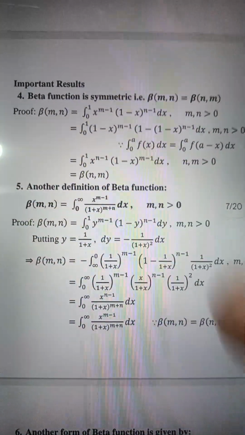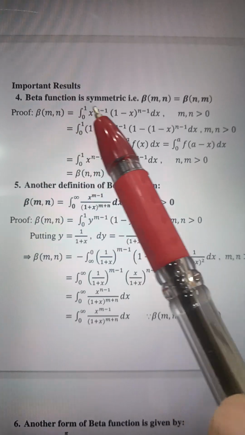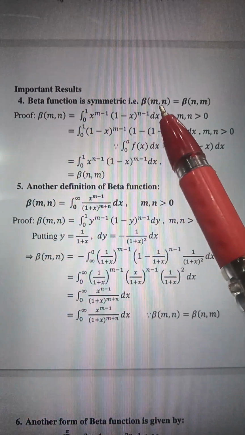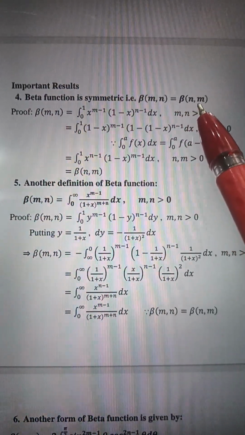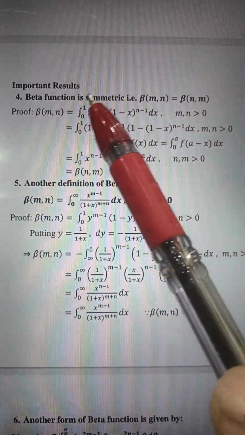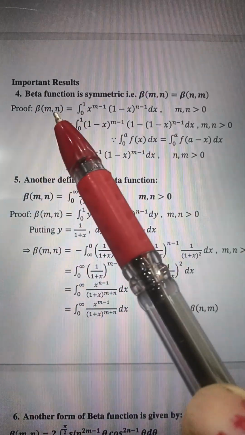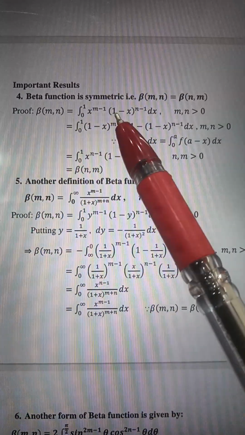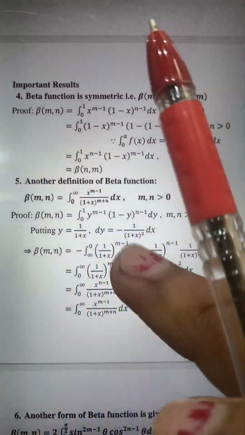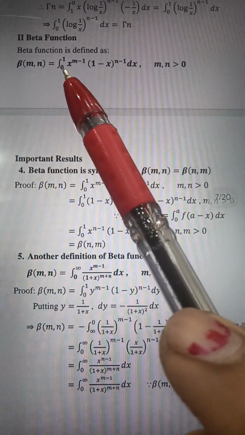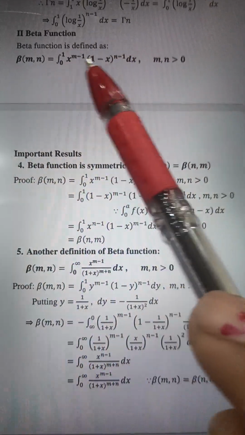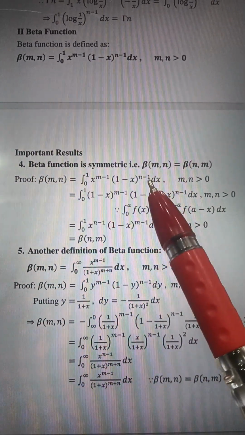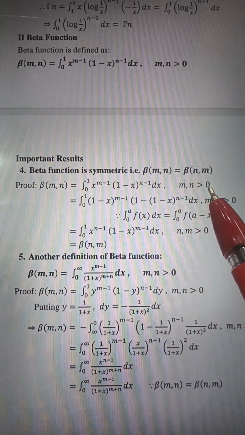Okay. Some important results. Beta function is symmetric. Symmetric means beta(m, n) is equal to beta(n, m). We will prove it. How is the beta function symmetric? Let us see. Beta(m, n) equals the integral from 0 to 1 of x^(m-1) (1-x)^(n-1) dx. This is how beta function is defined, so we are using it here. m, n are greater than 0.